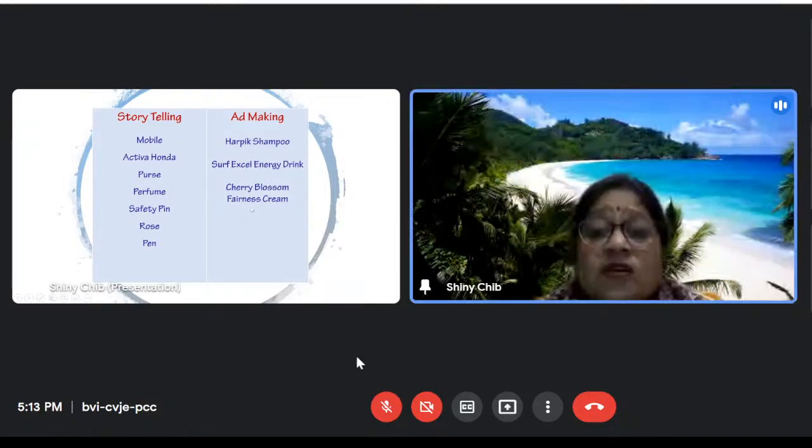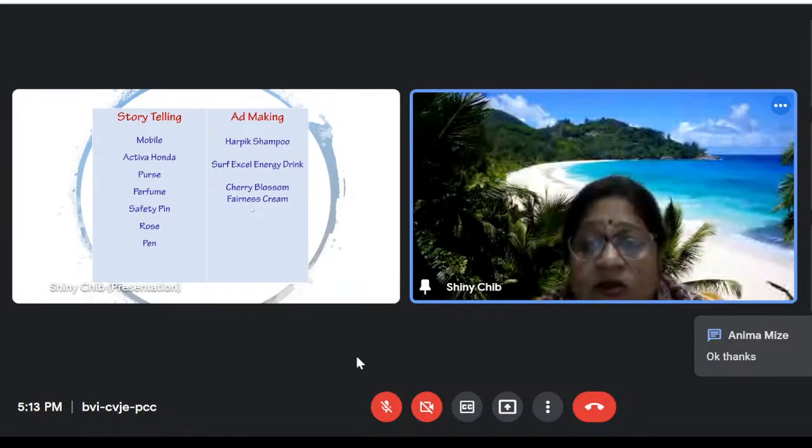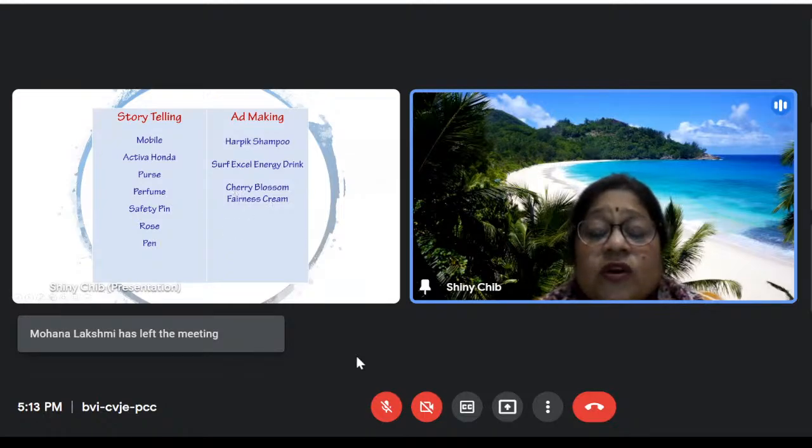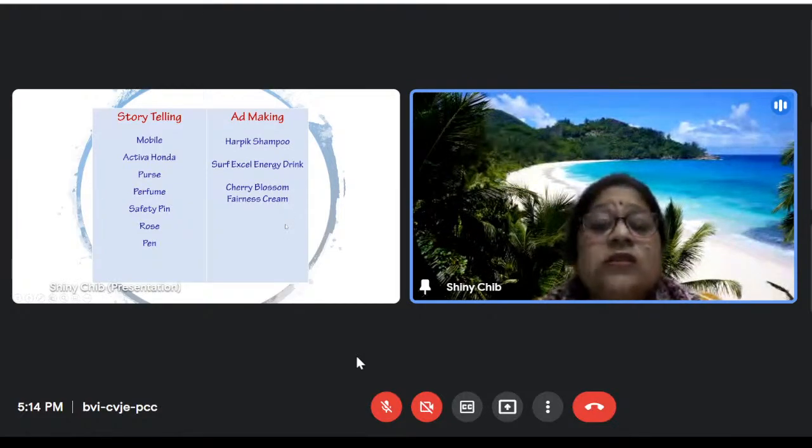Yeah, cherry blossom fairness cream. The ultimate contradiction, isn't it? Cherry blossom is what basically? It is a famous brand of shoe polish. Black in color, brown in color, isn't it? And with this name, you need to make the advertisement for the cream. Okay, so this type of things are going to develop the students' lateral thinking, out of box thinking. Fine?